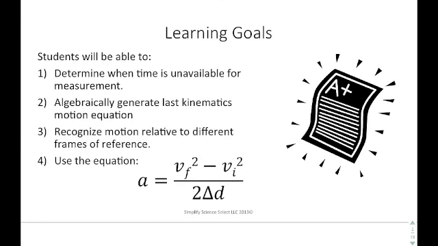Students will be able to determine when a time is unavailable for measurement, algebraically generate the last kinematics motion equation, recognize motion as relative to different reference frames, and use this kinematics motion equation, which is the fourth and final one, a equals Vf squared minus Vi squared divided by 2 delta d.